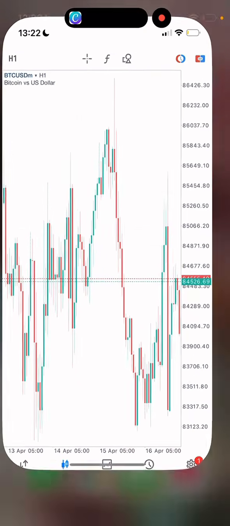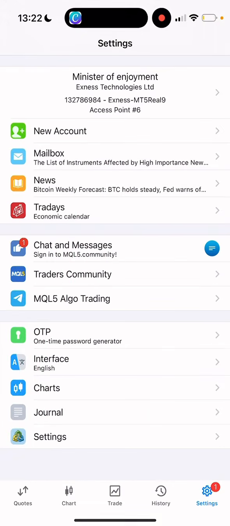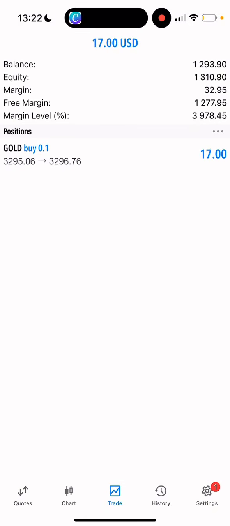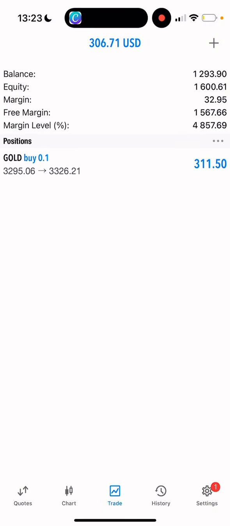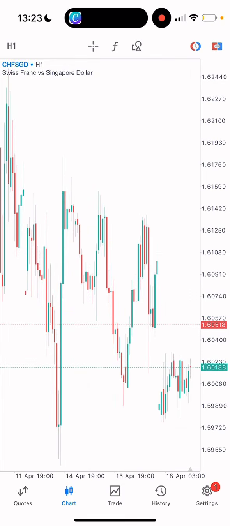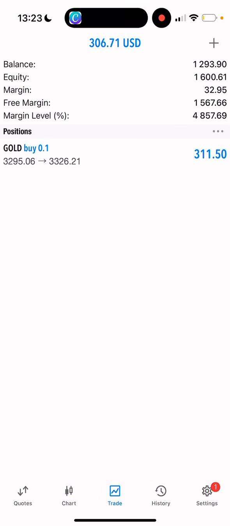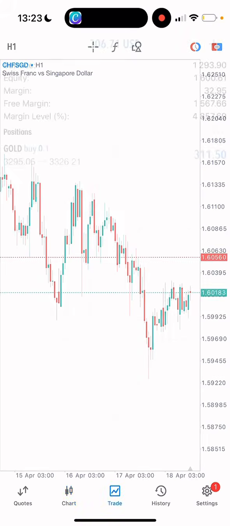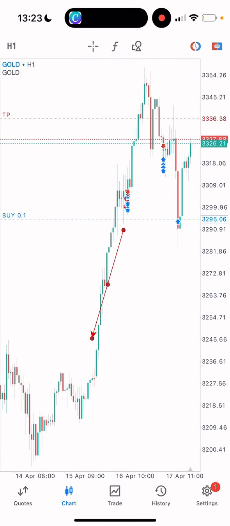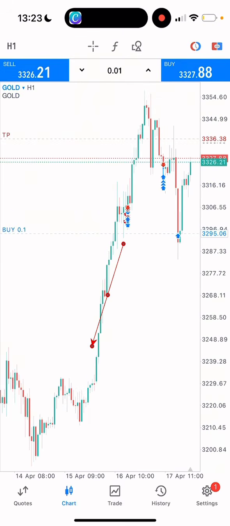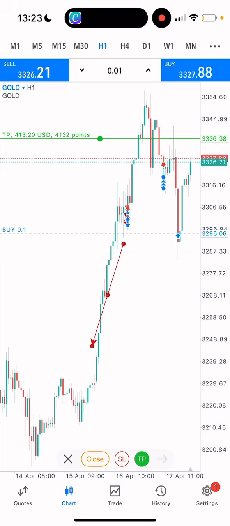So now let us go to the demo account that I created for the sake of this example. Wow, look at this trade I was on. 306K, it's $311 profit. Let's even look at what it looks like here. Is the market moving? Not really. Wow, this beautiful trade. Anyways, that's by the way.